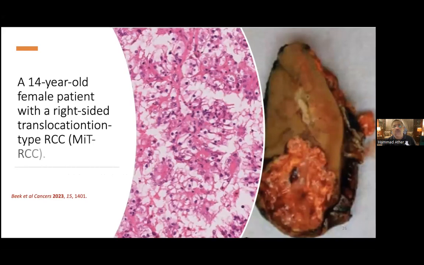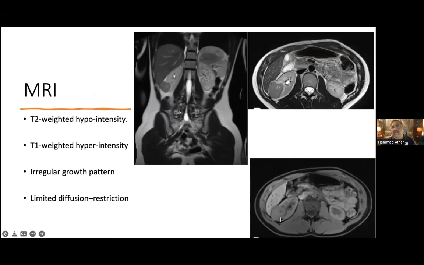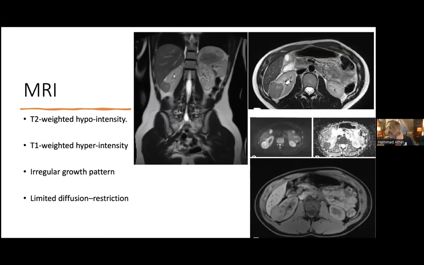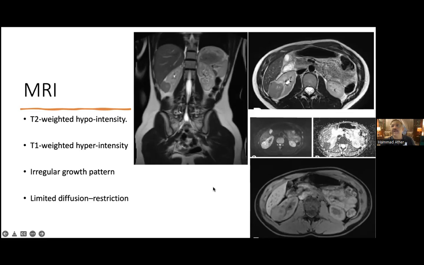Okay, this is a 14-year-old female patient with a right-sided MiT translocation renal cell carcinoma. And as you can see in this T2-weighted image, there is a hypo-intense lesion, which is irregular, with undefined margins, both in the axial and the coronal section of the T2-weighted image. If you look at the T1-weighted image, there seems to be, again, a relatively hypo-intense mass. And the diffusion-weighted images with ADC mapping show a low value. And all this is basically the MiT translocation RCC.